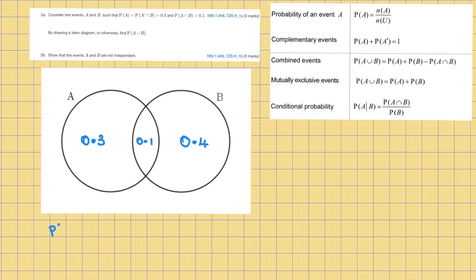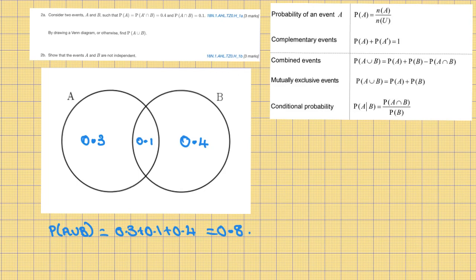We can now answer the question. The probability of A union B is equal to 0.3 plus 0.1 plus 0.4, which is equal to 0.8. 2b. Show that the events A and B are not independent.